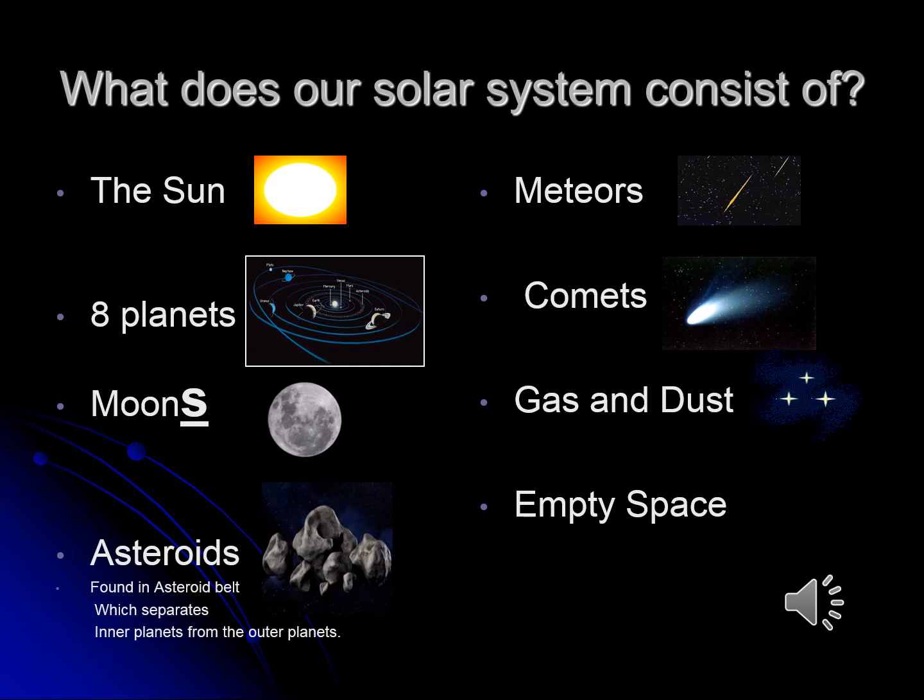Then we have gas and dust. That is really what a lot of space is made of. But you know what space is really made of? Empty space. So you think, oh wow, we have all these things out in outer space. But in actuality, a majority of it is empty space.